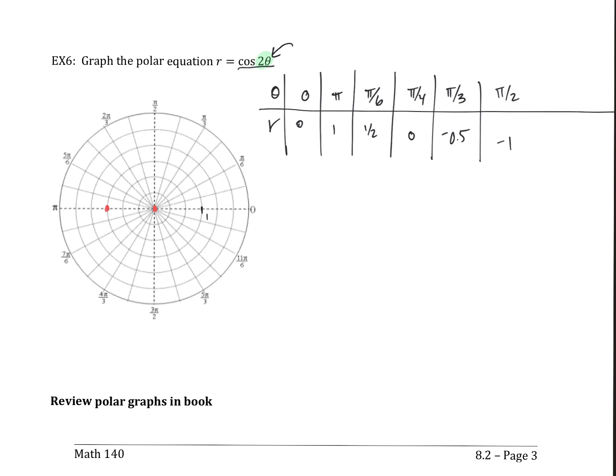And then pi over 6 will be a half. So pi over 6 will be at a half. So half of that is about there. And then pi over 4 will be back at 0. So pi over 4, back at 0. Pi over 3 will be at negative 0.5. Once again, 0.5. Oh, that's supposed to be a negative 0.5. So back this way. About there. And then at pi over 2 will be negative 1. So down here.